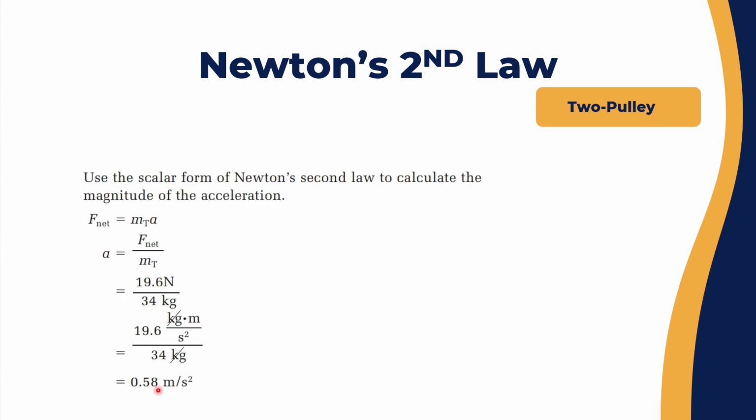Now continuing with the solution, we know that F net equals M total times a. We don't care about direction here. A as a magnitude, so the acceleration equals the F net over the total mass. F net is 19.6, which we found earlier, over 34 kilograms for the total mass, and the acceleration magnitude would be 0.58 meters per second squared.